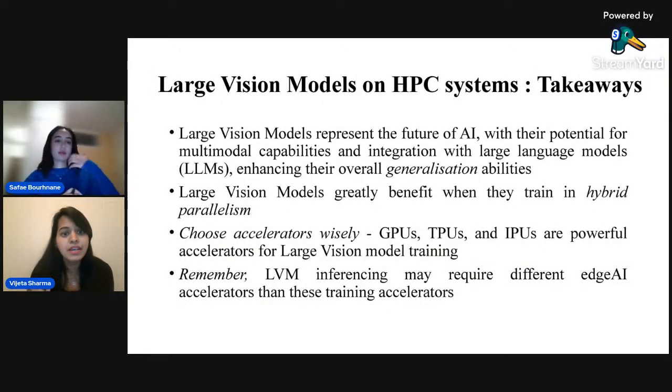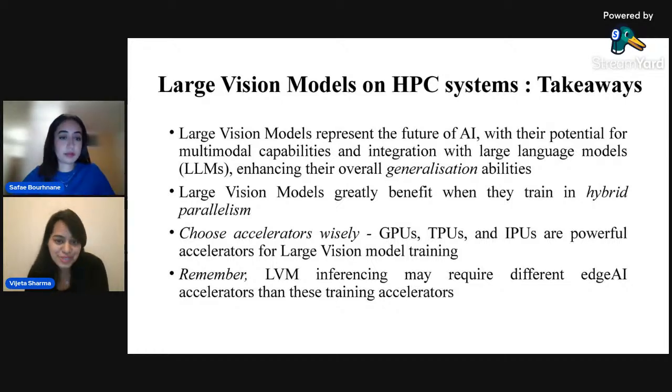These are the takeaways. Large vision models are the future of AI with the potential of multimodal capabilities. Integration of LLM can definitely make them more generalized. They greatly benefit from training in the hybrid parallelism approach, and choose the accelerator wisely. GPUs, TPUs, and IPUs are powerful accelerators, but each has proven its own capabilities. For LVM inferencing, you may require different AI accelerators, since these are not for inferencing, they are only for the training purpose.